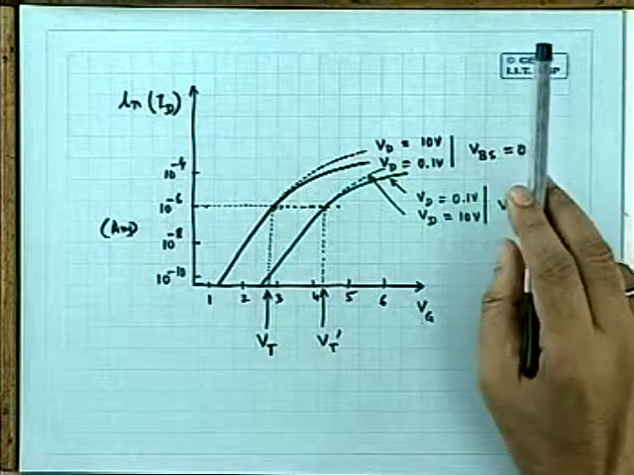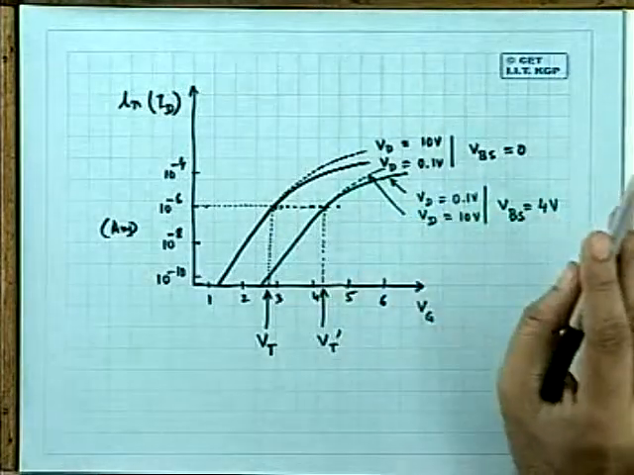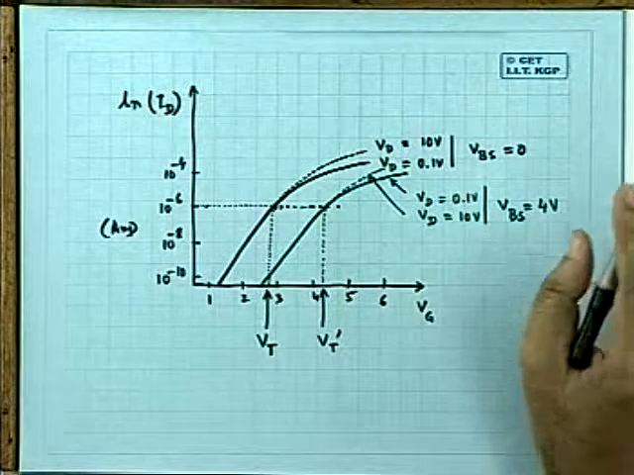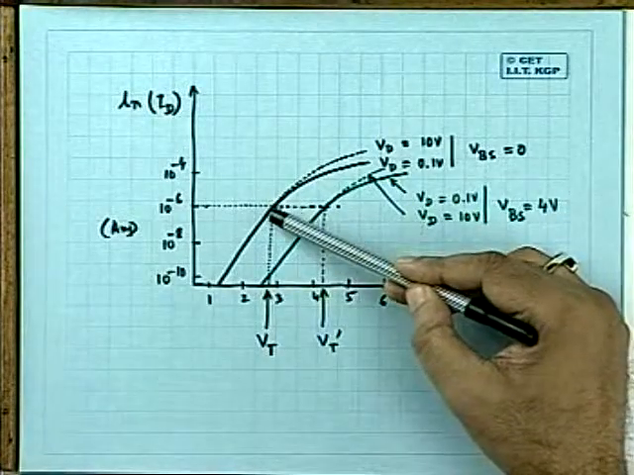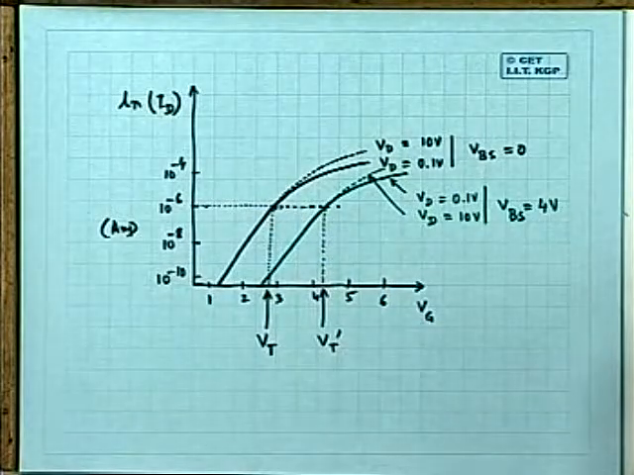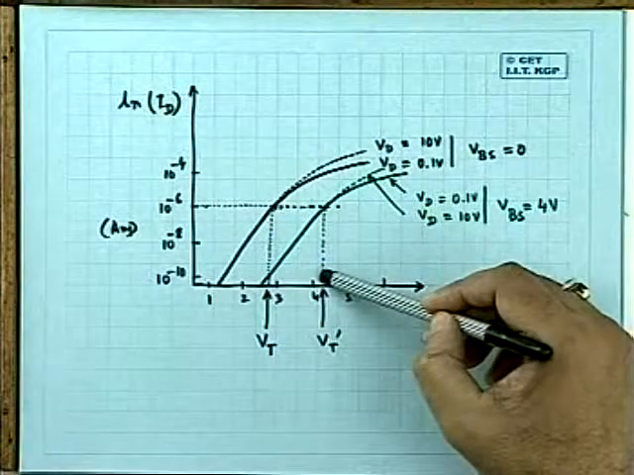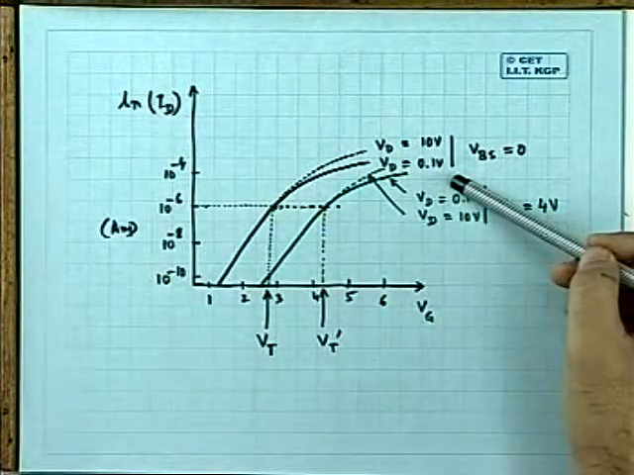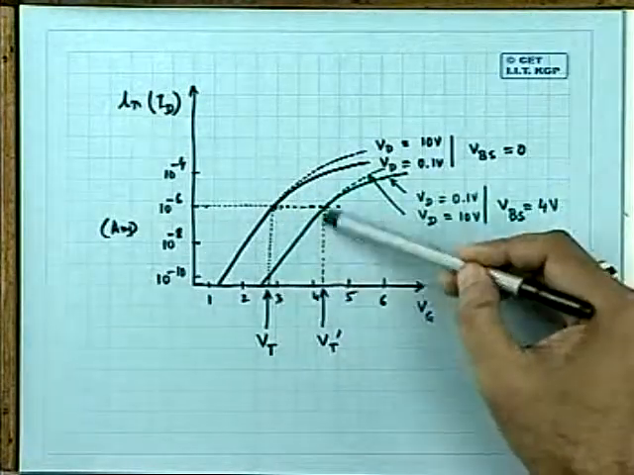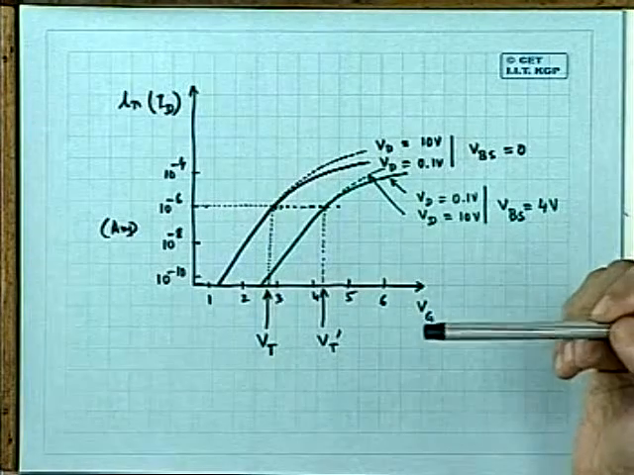Whereas the other definition of threshold voltage, analytically, what was the threshold voltage? The voltage at which phi s is equal to twice phi f. Which one is more practical? This one. When you make a device, you can easily find out these characteristics, and you can find out these Vt values so easily.